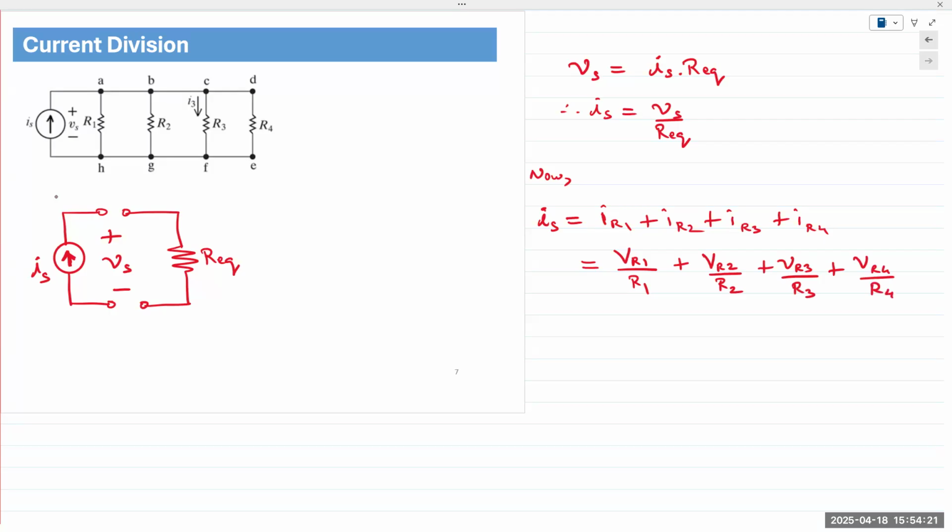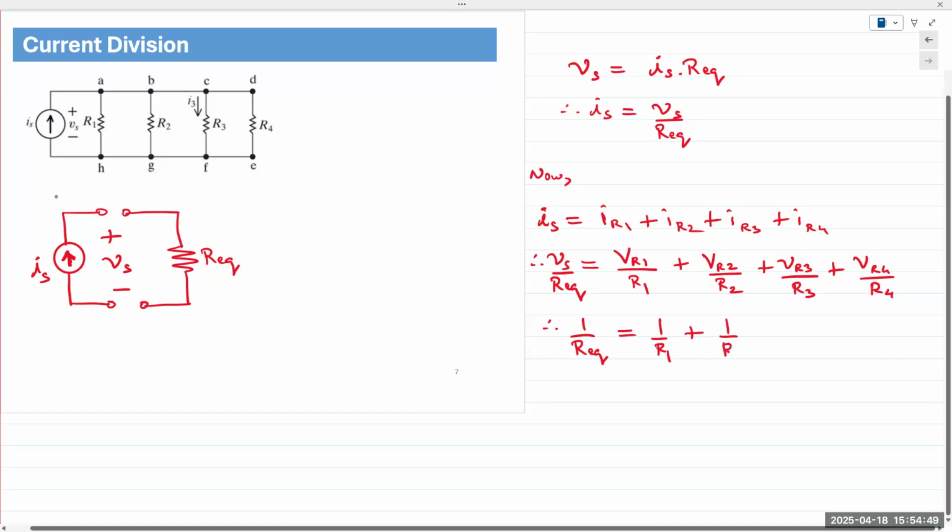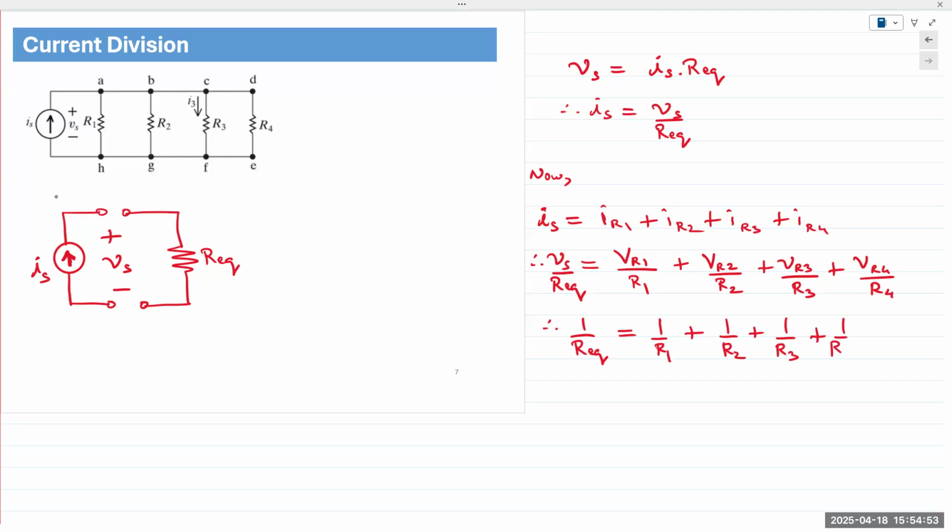But VR1 is the same as VS. VR2 is the same as VS. VR3 and VR4 are also the same as VS. So everything can be replaced with VS because they're the exact same voltage. We take it out and we get 1 over REQ is equal to 1 over R1 plus 1 over R2 plus 1 over R3 plus 1 over R4.